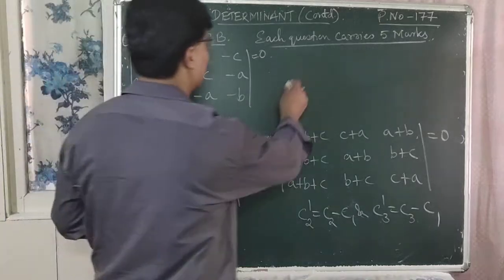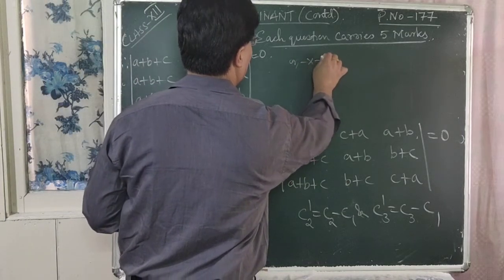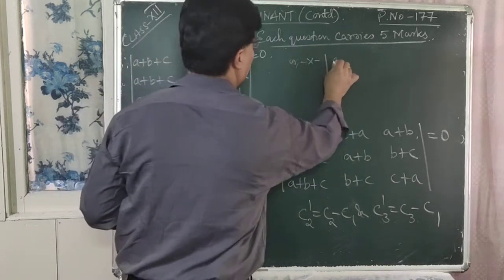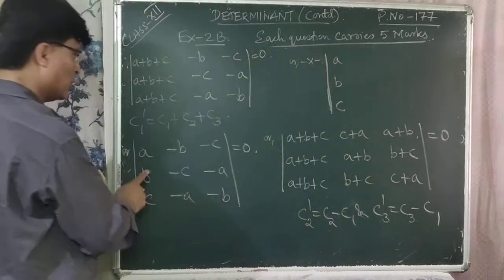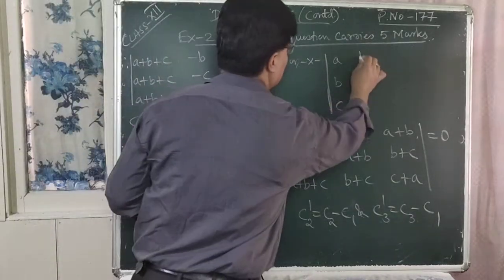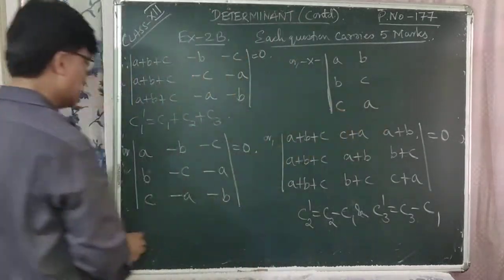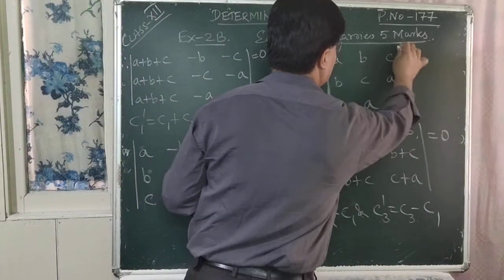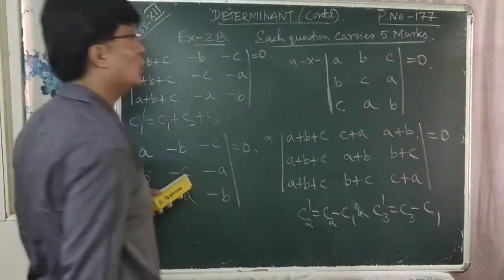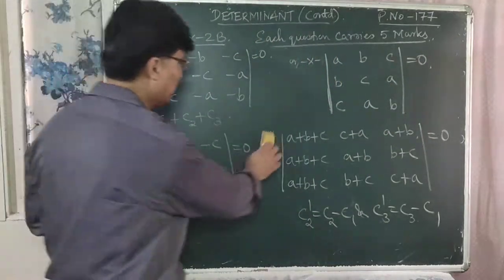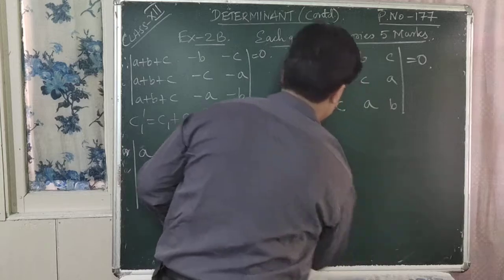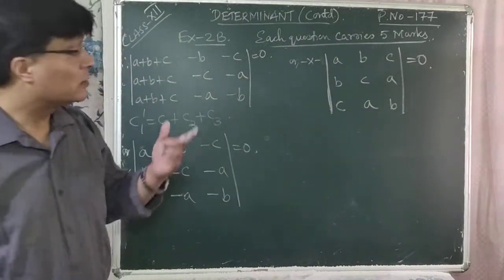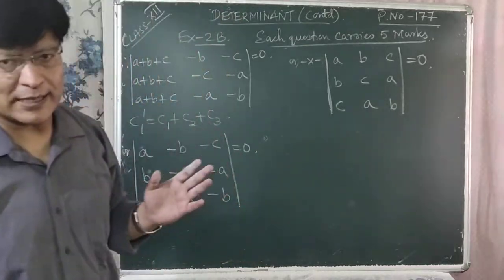So what do we get? It is minus into minus. Okay, what is the first column? A, B, C. What is the second column? It is B, C, A. What is the third column? C, A, B. Determinant sign closed, which is equal to 0. Okay. So minus into minus, that is always plus. But usually we don't write this plus sign.